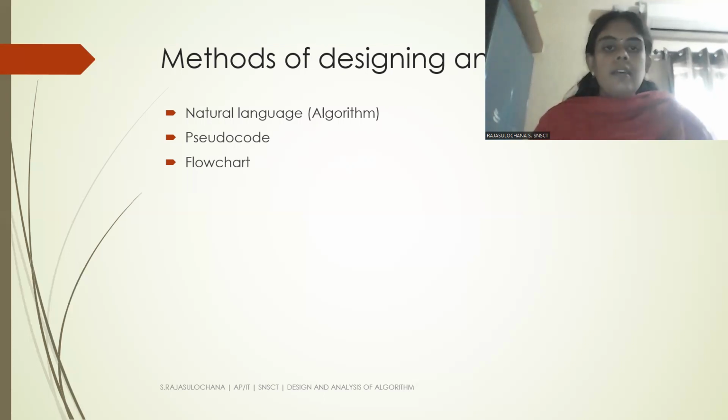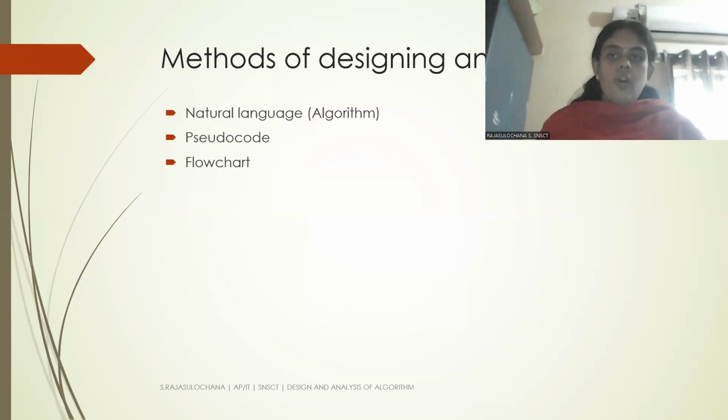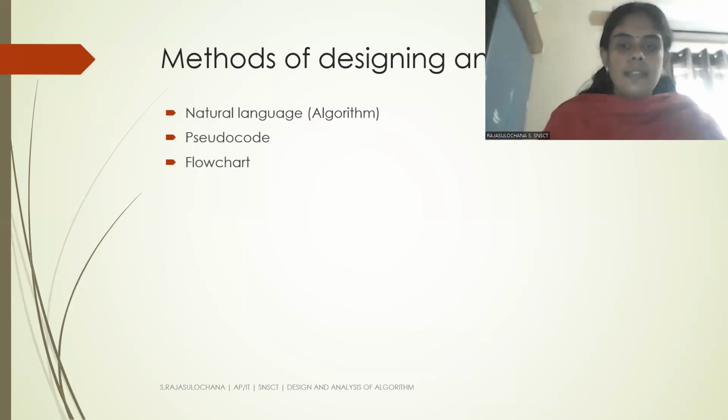And the third one is the flowchart. A flowchart is the pictorial representation of pseudocode or the algorithm. So there are three means by which you can design an algorithm. Based on the problem and your convenience, you can choose any of these three. It is not essential that you choose all three. So this will be your third step.